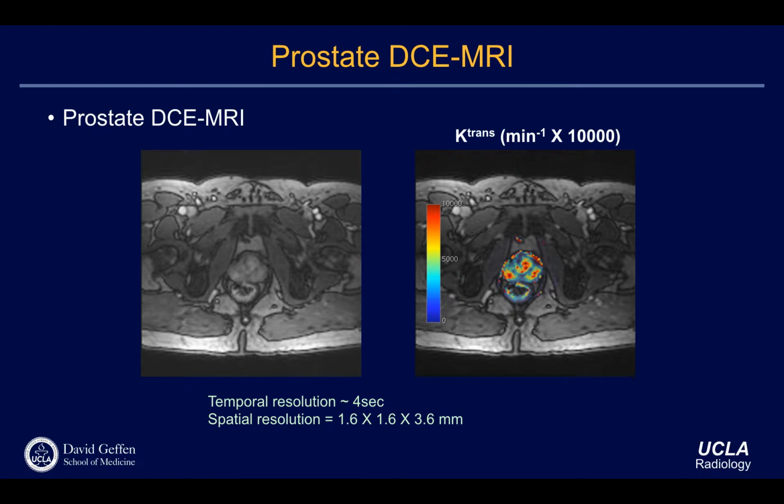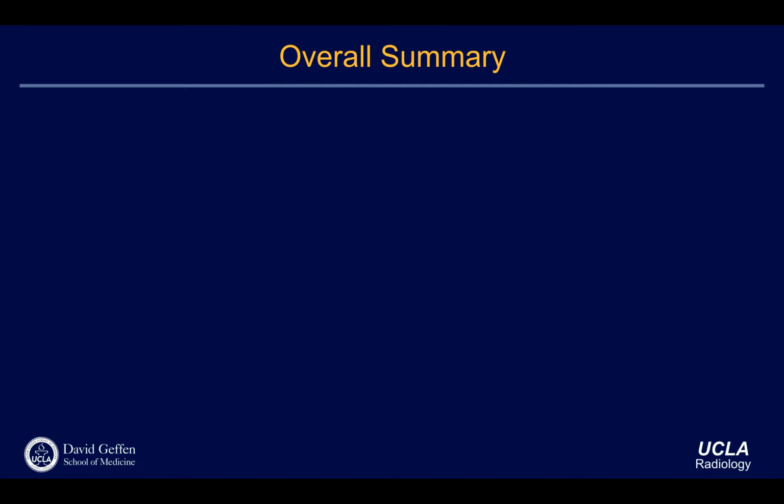This is a K-trans map, by the way. Having a 4-second temporal resolution, you can have a very nice quantitative map showing different tissue states. So, in summary, we are almost done.